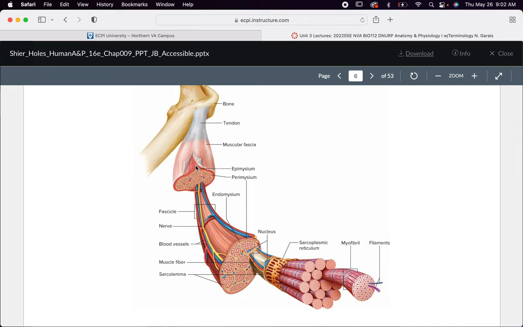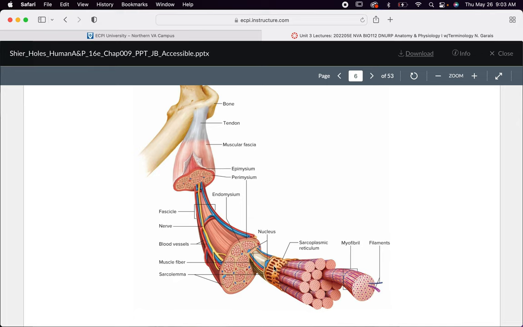Now, the covering of the whole entire muscle is the muscular fascia. Now, the epimysium is the covering right underneath it. The perimysium is covering this whole thing, which is called a fascicle. So the perimysium is covering the fascicle. And within the fascicle, you have muscle fibers, which is this broken down. And the endomysium covers the muscle fibers.